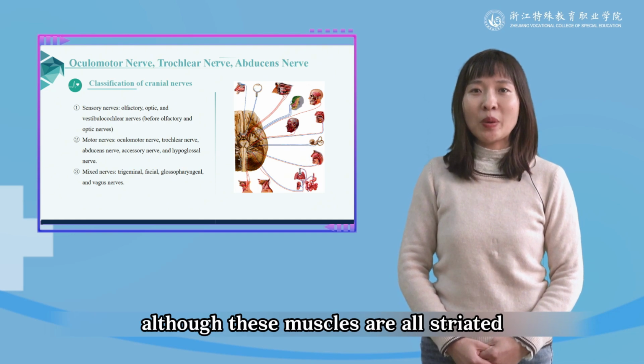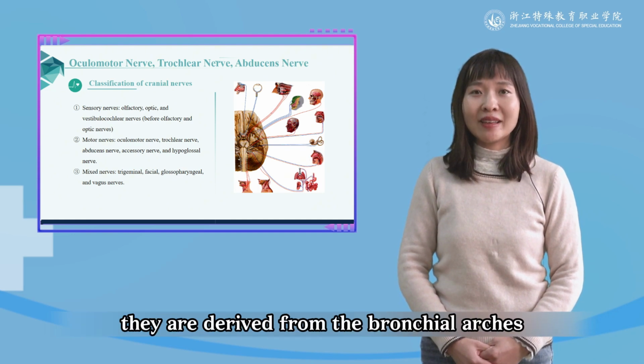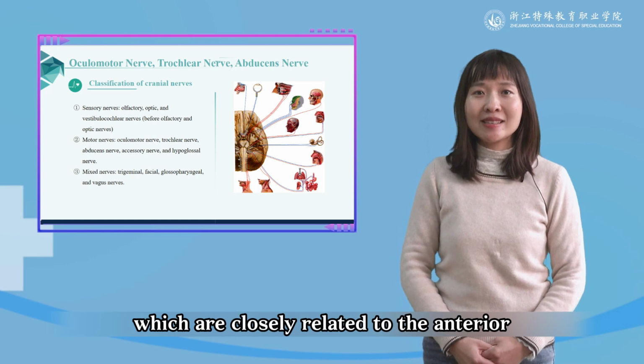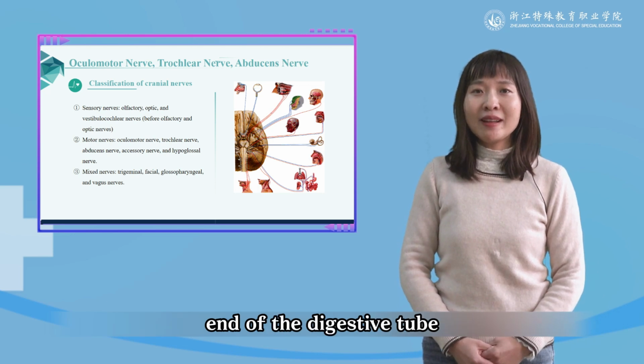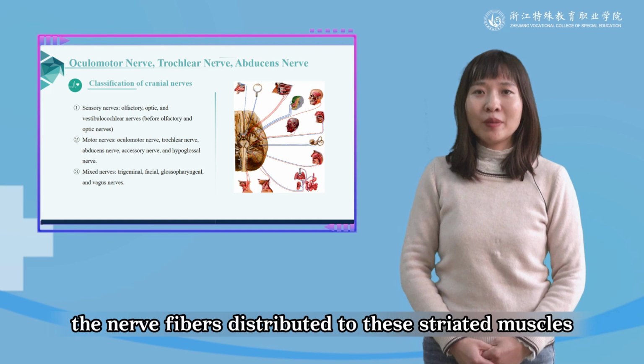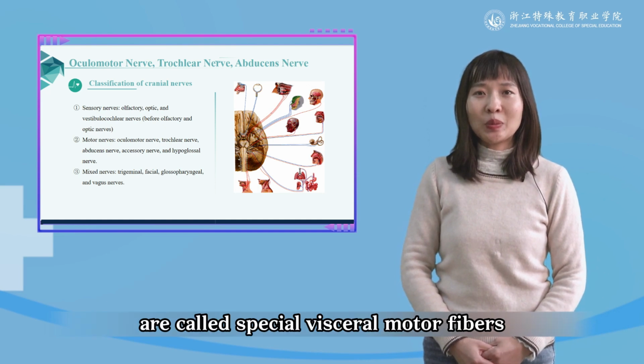Although these muscles are all striated, they are derived from the branchial arches, which are closely related to the anterior end of the digestive tube. Therefore, the nerve fibers distributed to these striated muscles are called special visceral motor fibers.